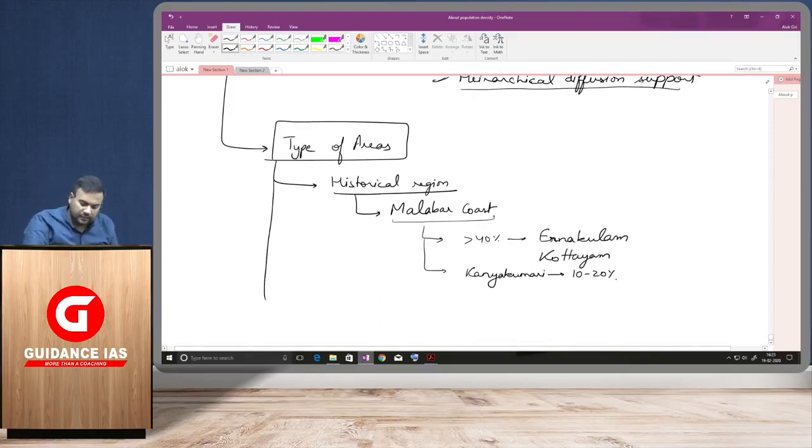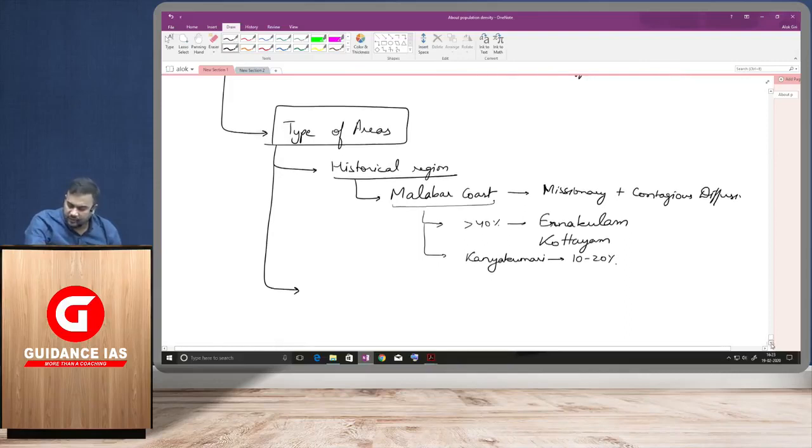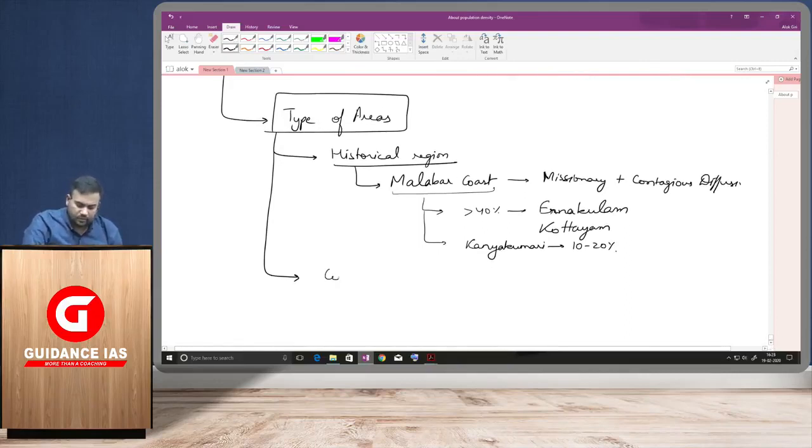So one type of area where it has spread is this area, and here on the Malabar coast it was through missionary plus contagious diffusion. The second type of area is the colonies. And in these colonies, hierarchical diffusion was the main way through which it has spread.